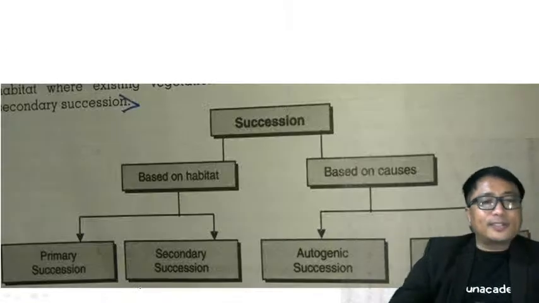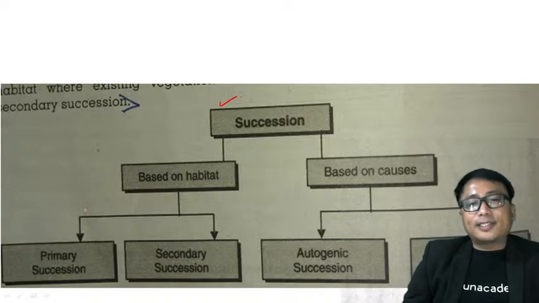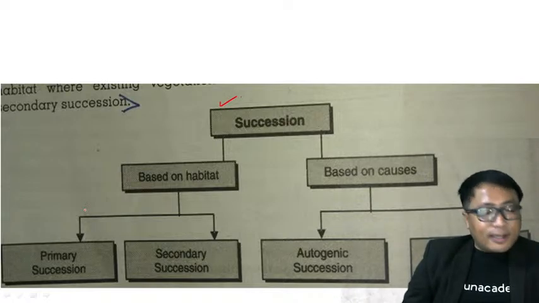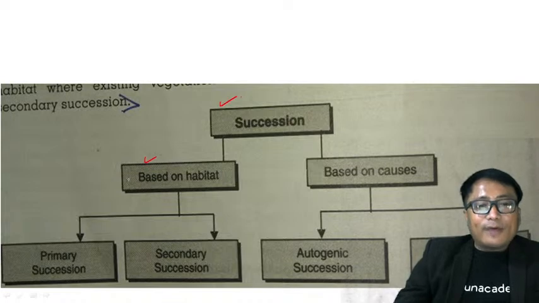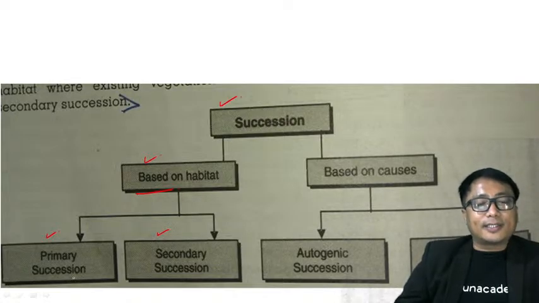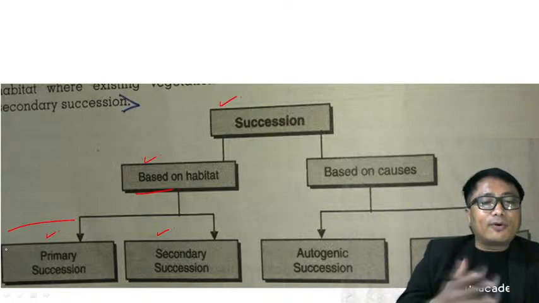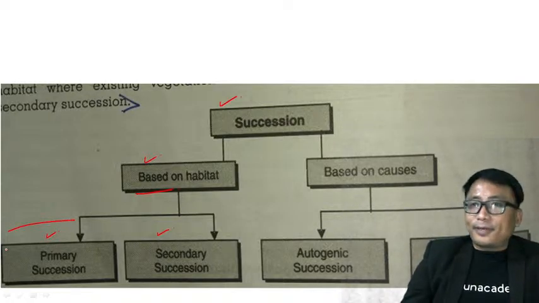This is a diagrammatical representation of the succession, different types of succession based on habitat and based on the causes. Habitat we have already seen, that is, based on the habitat, succession can be primary succession or secondary succession. Let me repeat once again for the benefit of all. If the ecological succession happens from a very barren area, where previously no organism was there, it is known as primary succession.